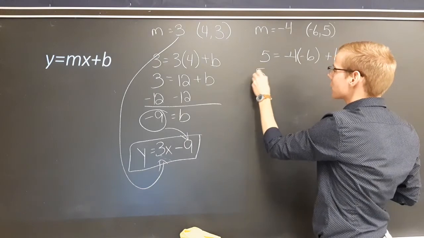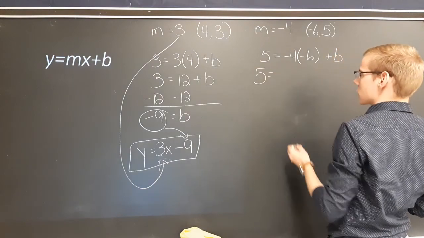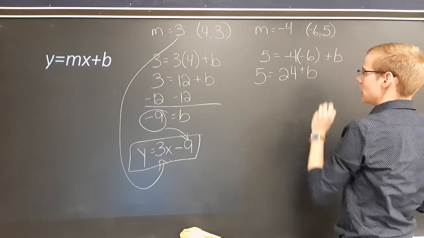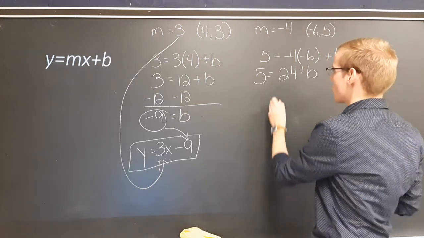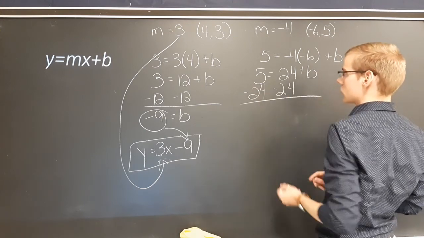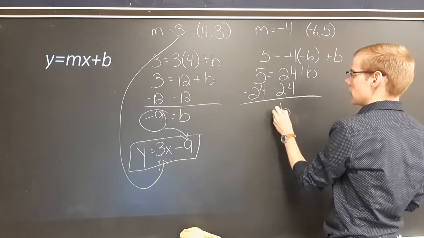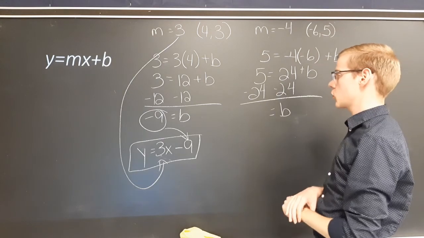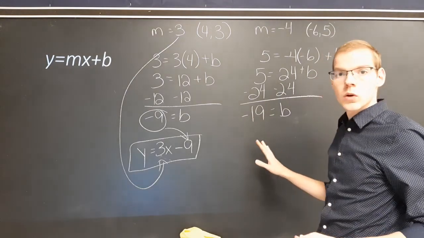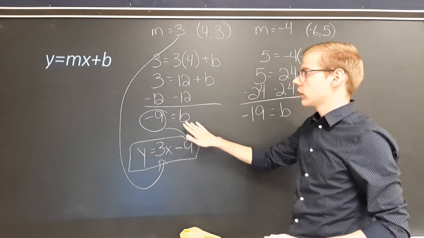So 5 equals negative 4 times negative 6 is positive 24, plus b. Now bring the 24 over to the other side of the equal sign, minus 24 on both sides, and b equals 5 minus 24, which is negative 19. So now we're up to here again.